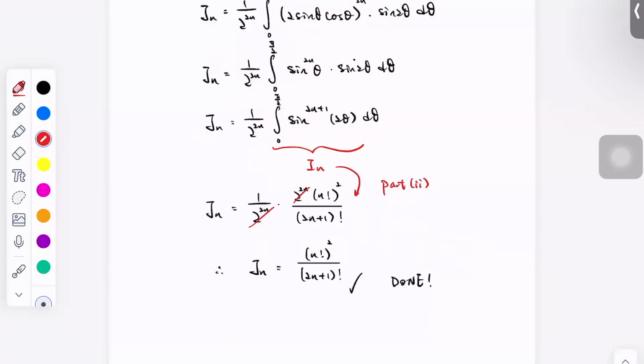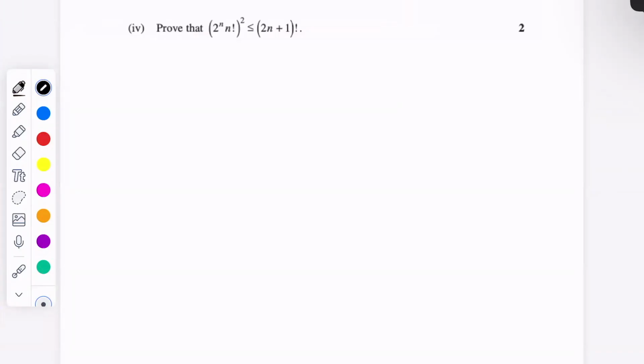The last part. Okay, for the last part, the 2-mark question says we have to prove that the bracket 2n factorial square is smaller than or equal to the bracket 2n plus 1 factorial. Indeed, to me, this question is not an easy task, because suddenly I can't think of why the starting point is like this. But later when I read the question more carefully, I think we can use the technique of backward deduction again. So we can start with what's been given by the expression. So backward deduction.